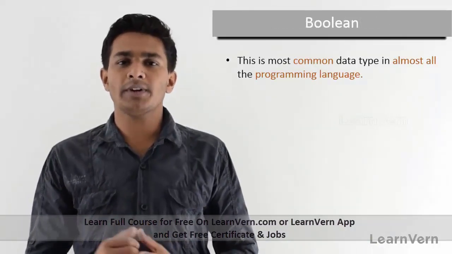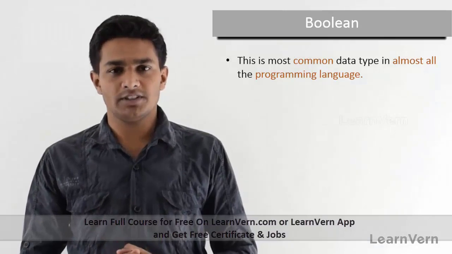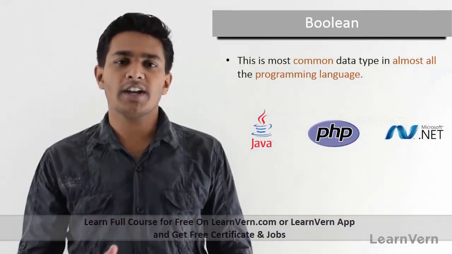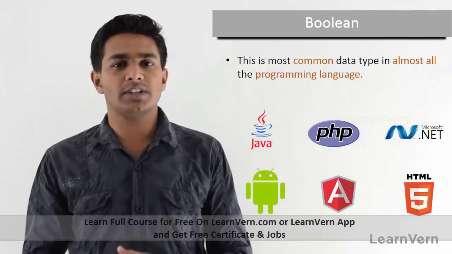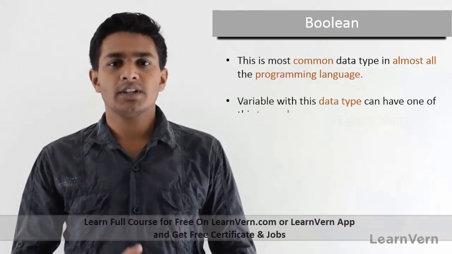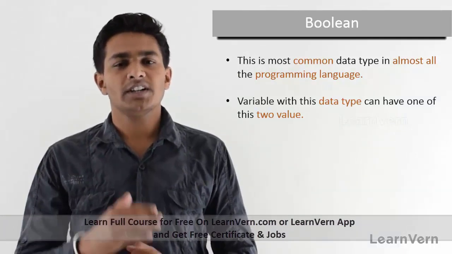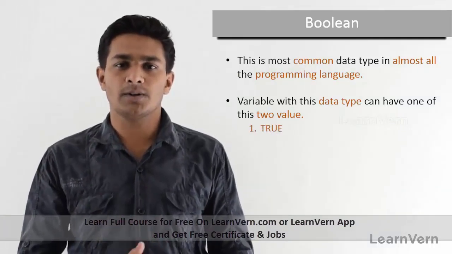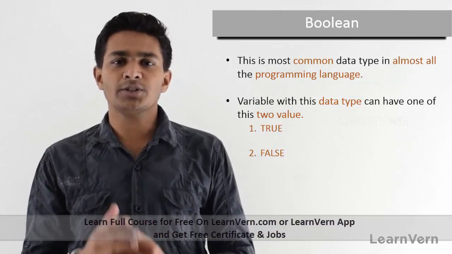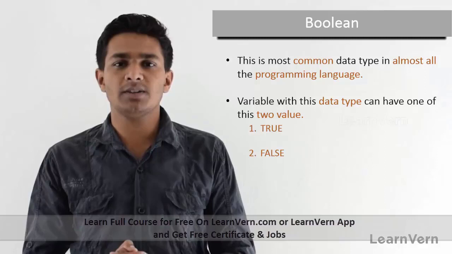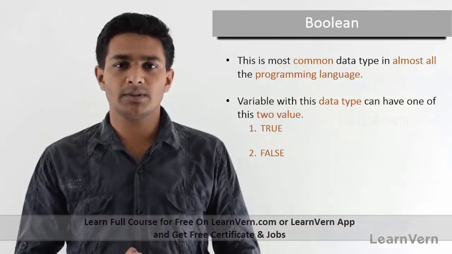Boolean is a very common data type for all the languages. If you are using Java, PHP, .NET or any language, boolean is almost there as a data type. Here the boolean data type will have two values. One is true and second one is false. So it can take either true or false. We cannot assign both the values at the same time to a single boolean variable.